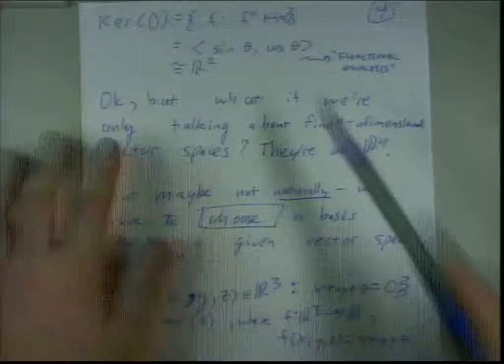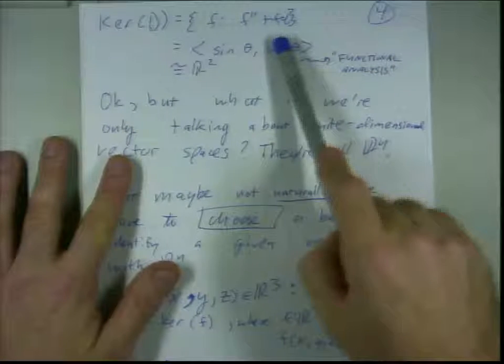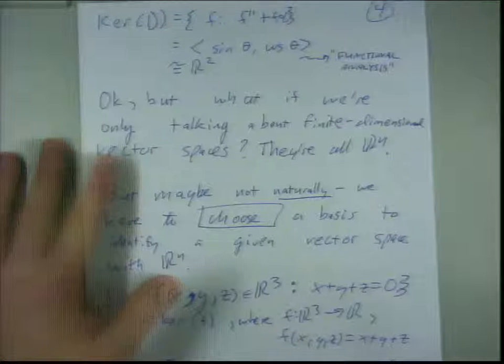And the kernel of this map is interesting because it's the set of solutions to the differential equation f double prime plus f equals 0, which is an interesting differential equation.